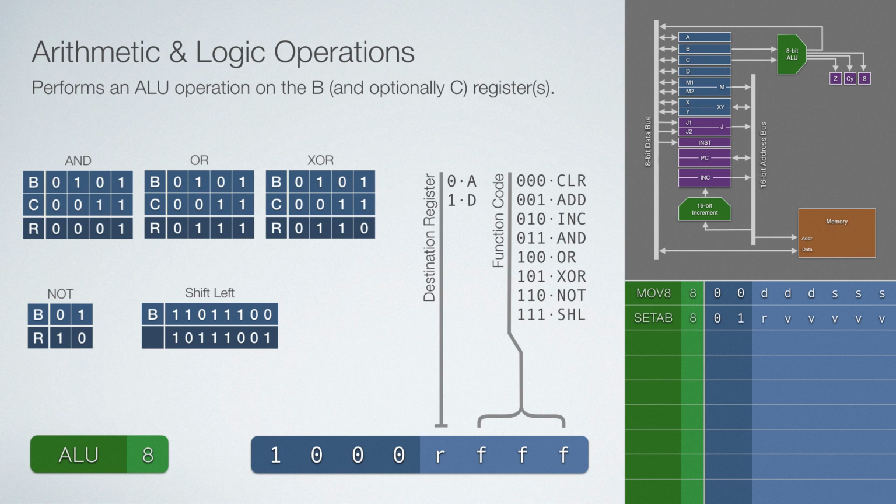Okay, so that's it for the ALU function. So update the diagram on the bottom right there, and you can see then we've got our opcode starting with the prefix 1000, and then we've got our options for the various ALU functions.